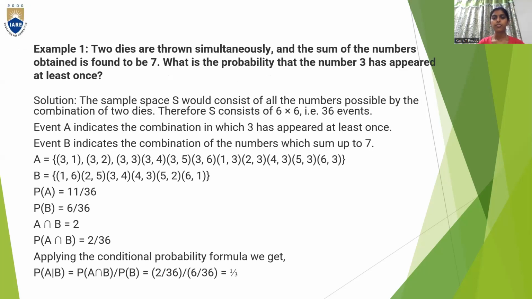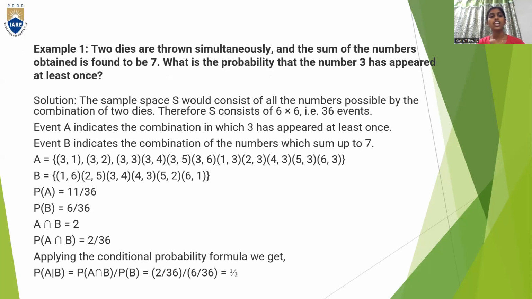Let us see some examples of conditional probabilities. Two dice are thrown simultaneously and the sum of the numbers obtained is found to be 7. What is the probability that the number 3 has appeared at least once? When two dice are thrown, the total number of outcomes is 36. They are telling us the sum should be 7. So in such a case, how many conditions are there?